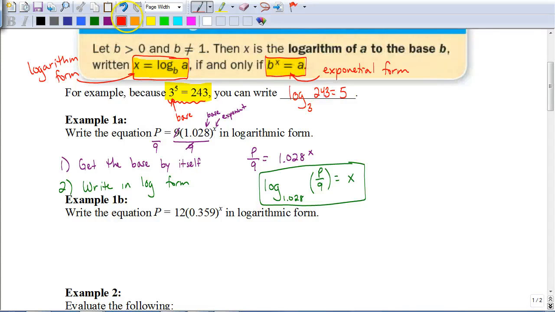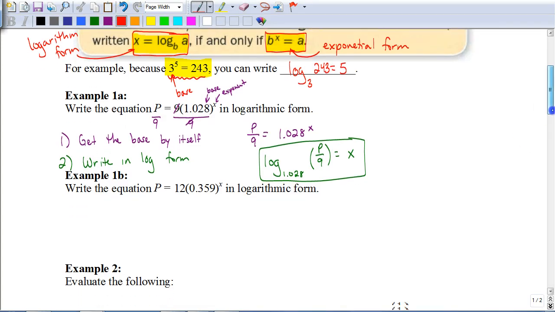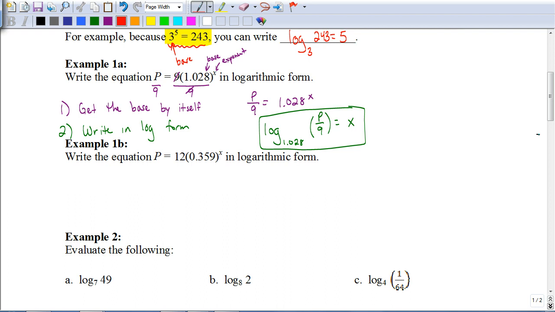So why don't you guys take a second and pause this video and work this next problem out and hit play when you're ready to check your answer. But you're going to follow the same steps as example 1A.